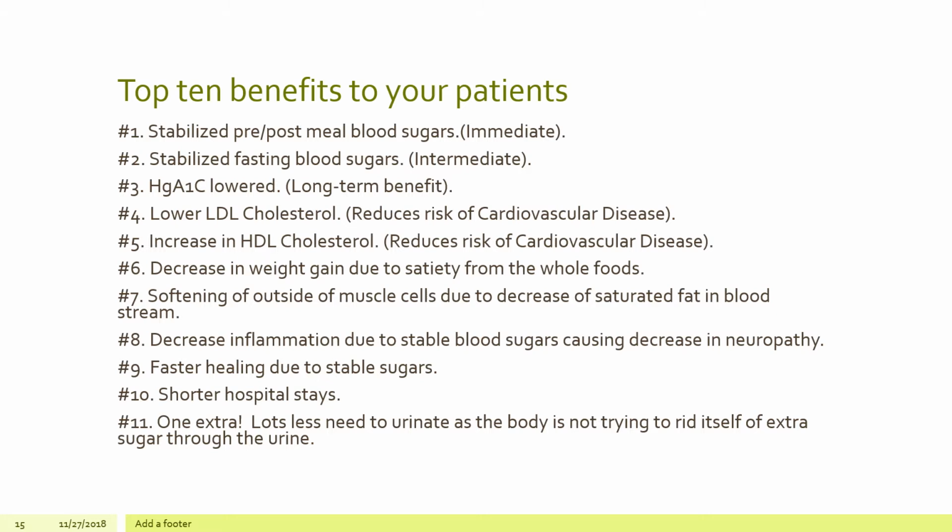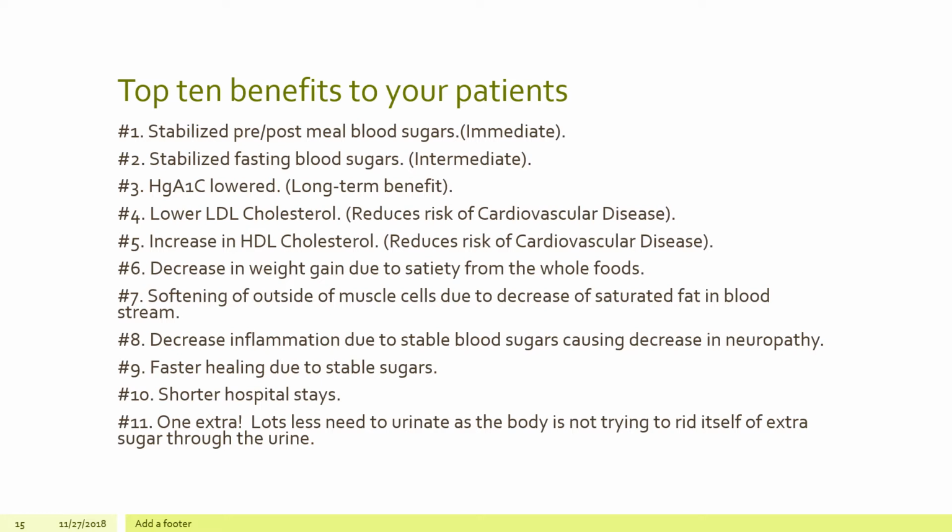So number 3, hemoglobin A1C is lowered. This is a long-term benefit. Through this process, we've tried to look at immediate, intermediate, and long-term benefits. A1C is the blood sugar over the last 90 days. It shows a permanent change, or we hope a permanent change, a change in behavior that will sustain that hemoglobin A1C being lowered over a longer period of time.